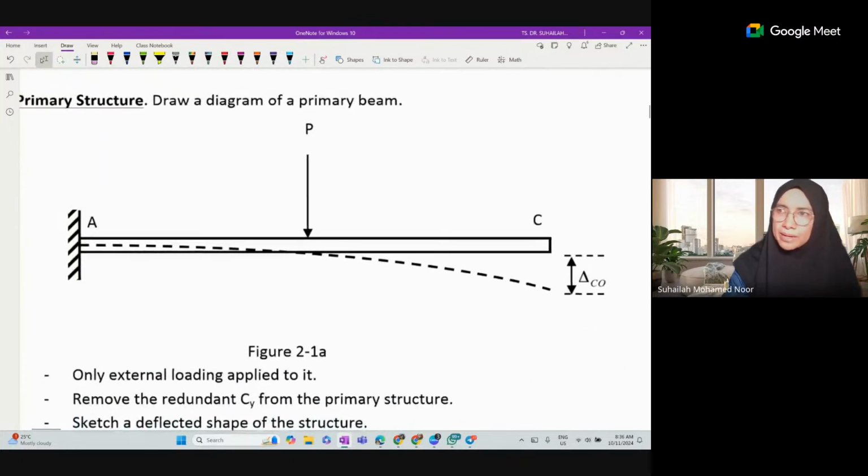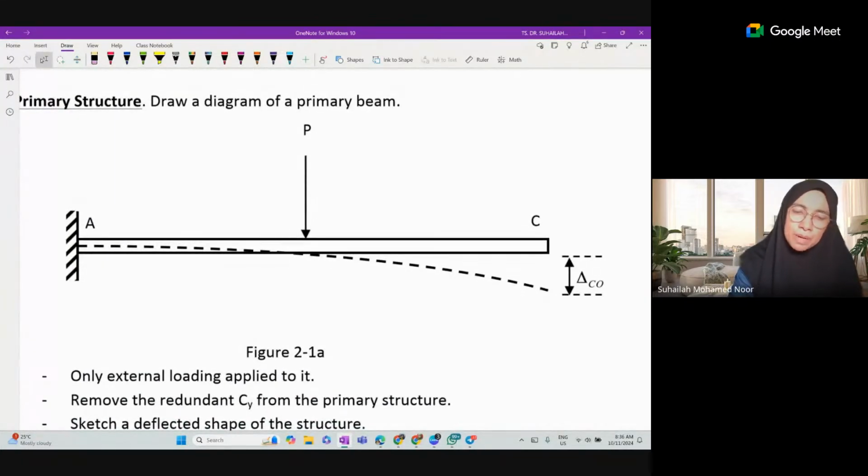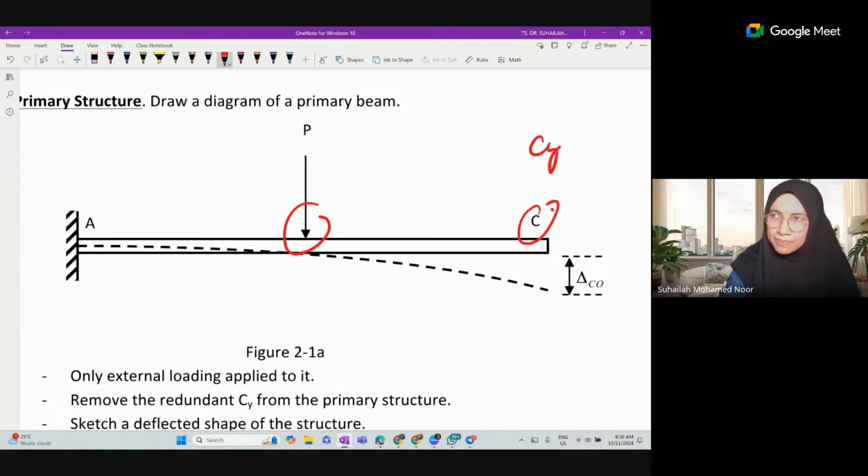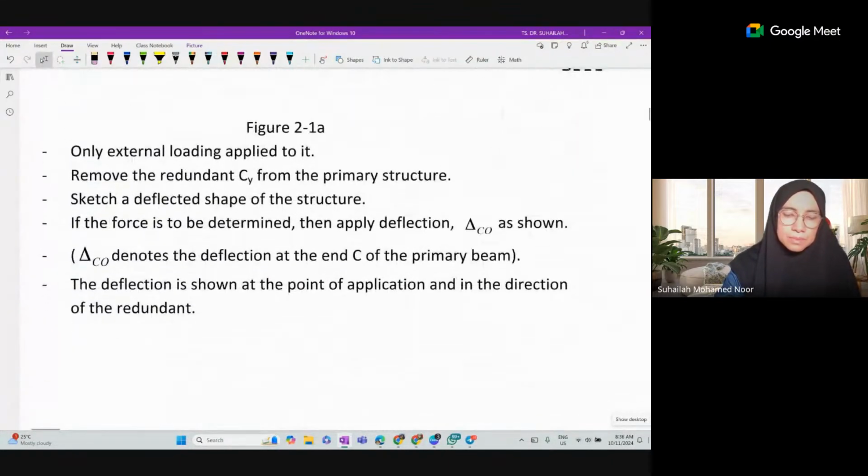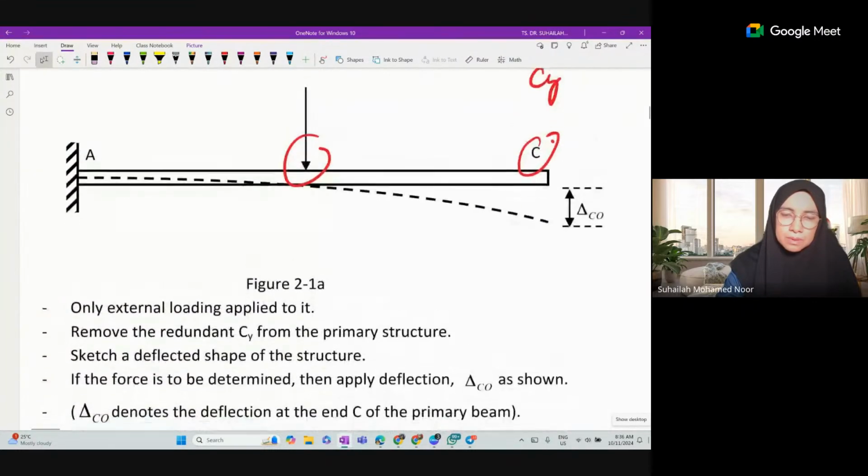But in this one, because I put a point load here, I have to have A, B, and C. So here is C, so the redundant here is CY. Same, because the redundant depends on the position. If it is B, BY. If it is C, CY, DY. So this one is CY.